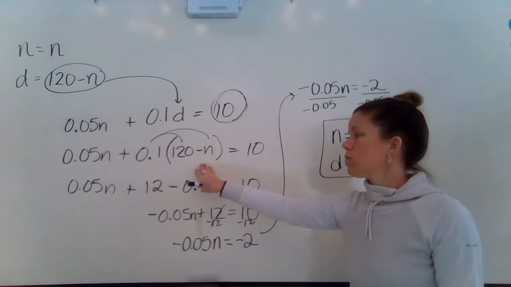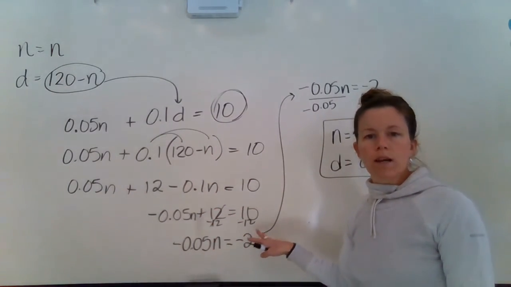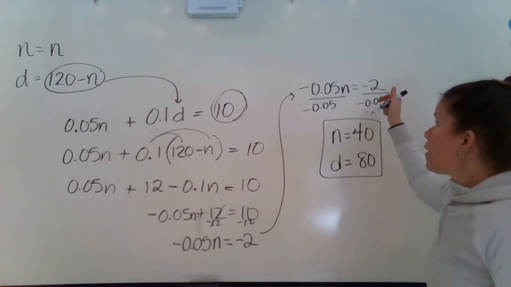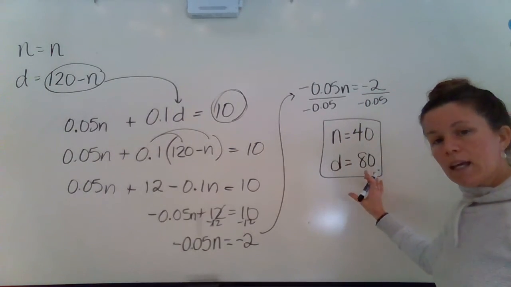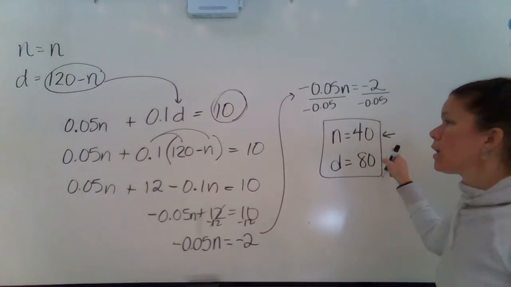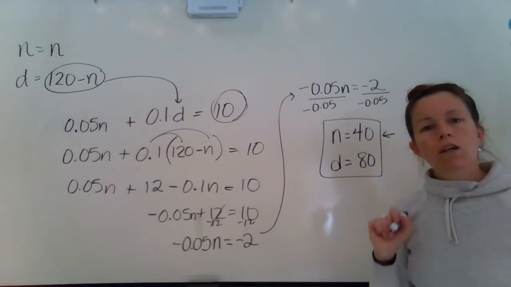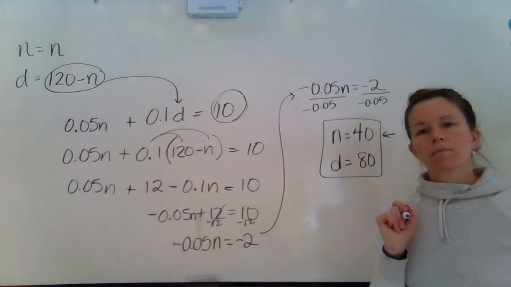First we distribute, combine like terms, subtract from both sides if you need to, or add to both sides if you need to, and then divide by n's coefficient, and you get an answer. And then you take that answer, we took this n equals 40, and we brought it back to the expressions that we are using to talk about each coin. Good luck.